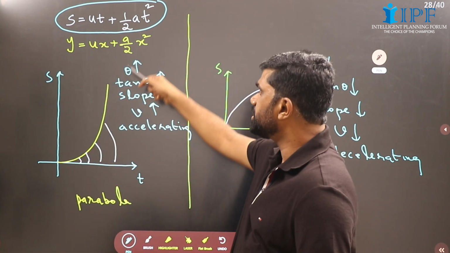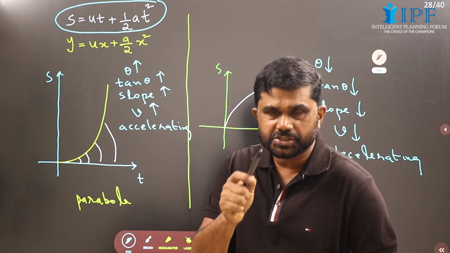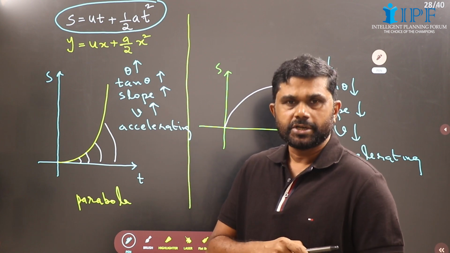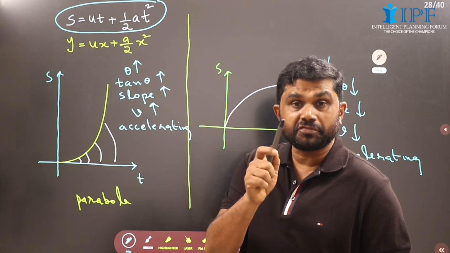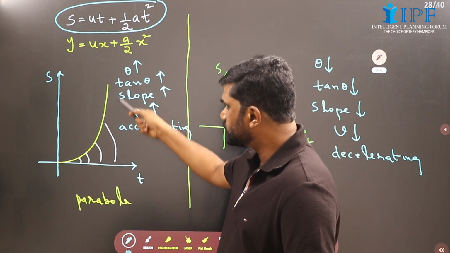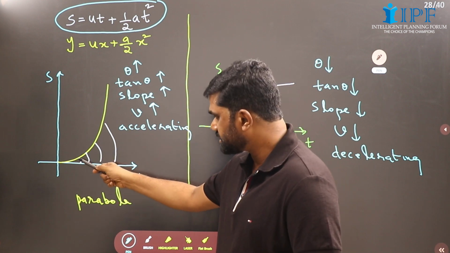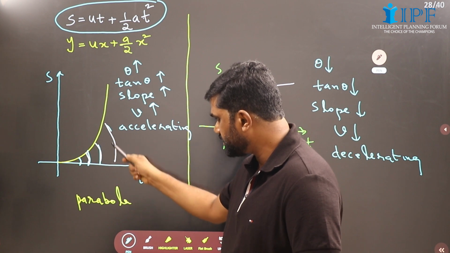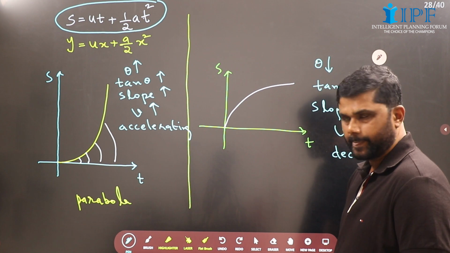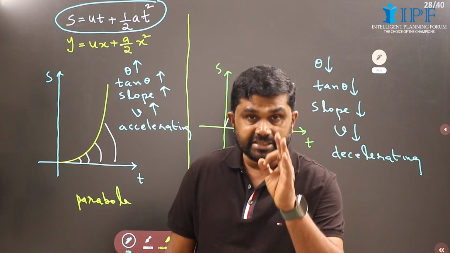Okay, so this is the displacement time graph. See, the slope of the displacement time graph represents velocity. How do you find the slope? Slope is the tangent of the angle made by the graph with the x-axis. See, here the graph goes like this. The angle made by the graph with the x-axis goes on increasing. So theta increases.